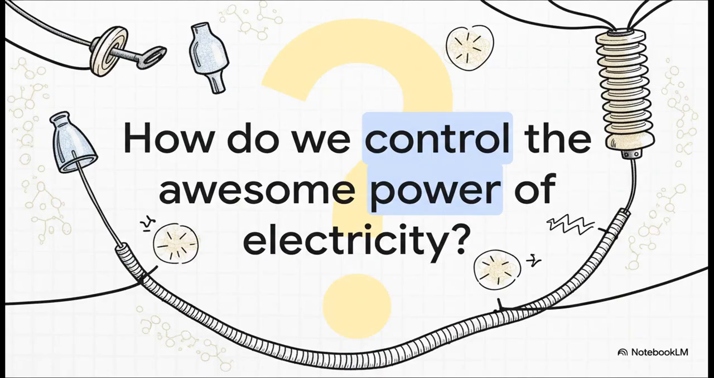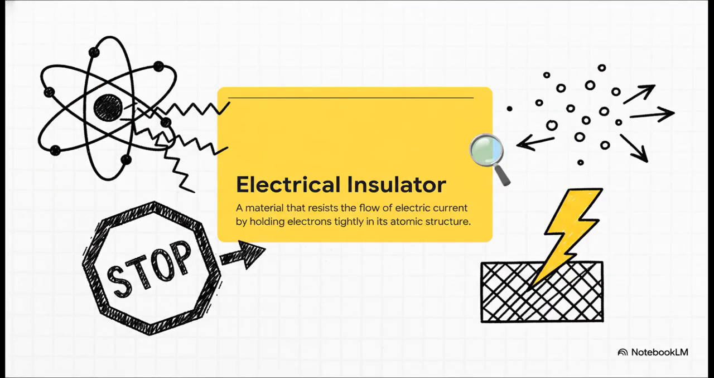All right, so let's get right into it. The answer? It's all about a group of materials that are just as critical as the wires themselves, but they totally fly under the radar. Yeah, we're talking about electrical insulators. So what is an insulator really?